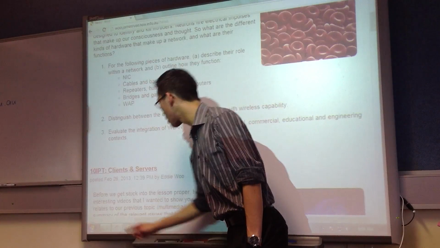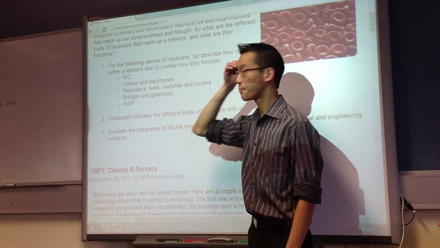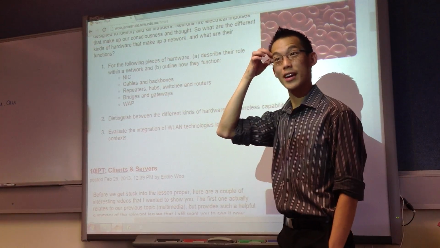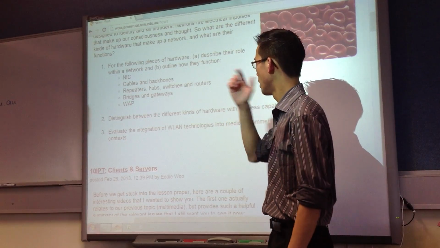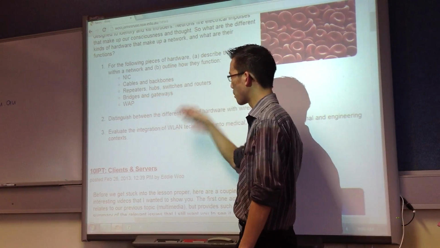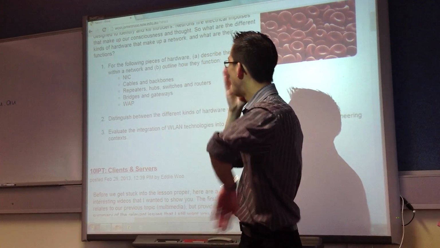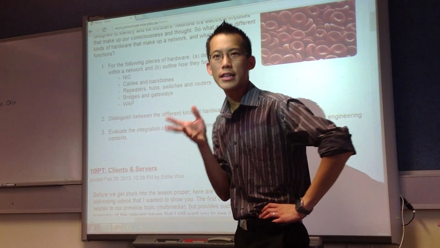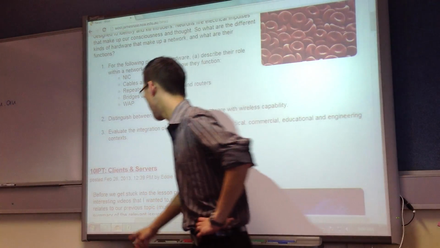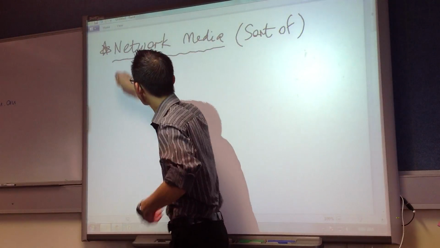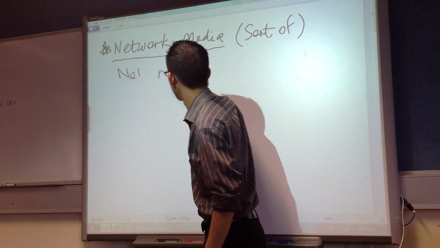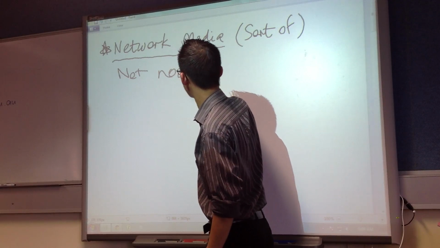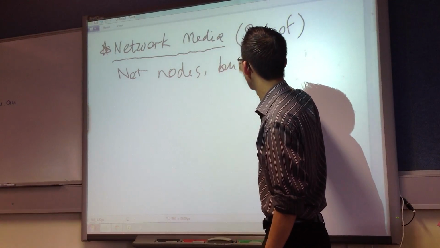So when you glance down this list, NIC stands for Network Interface Card, which is the first one I'm going to do. Cables and backbones, repeaters, all of these things. None of these things are nodes. They're the things that go between nodes. Not nodes, but in between nodes.